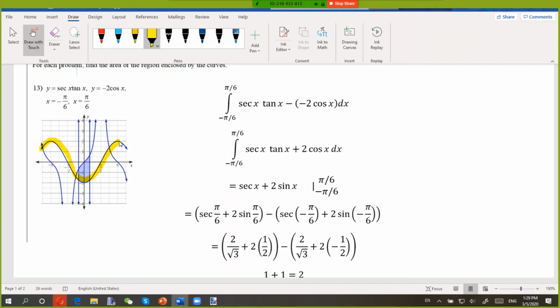So our top function is this secant tangent. So I'm going to subtract our lower function. If I'm subtracting a negative, I'm really adding a positive. Okay, then I'm going to work backwards. What function would I have to derive in order to get an answer of secant times tangent? Well, if I derive secant x, then I would get secant tangent. And then what function would I have to derive in order to get 2 cosine x? If I derive positive 2 sine x, then I would get 2 cosine x. Okay, so that's working backwards. Any questions on how we worked backwards with these trig functions?